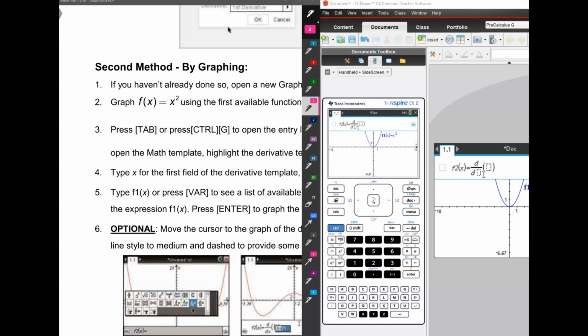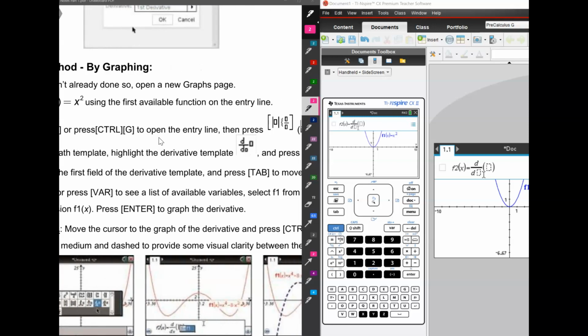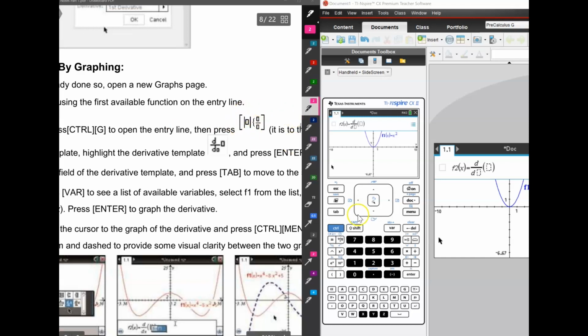All right, so going through how to find a derivative by graphing. If you haven't done so, open a new graph page. We graphed x squared, already done. Then I need to press the little key to the right of the 9. That's your template. So you click on the template and then you click where it's d over d box of box. That's where I currently am. This is the derivative template.